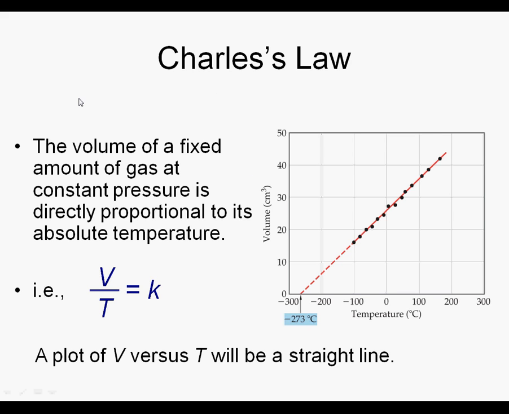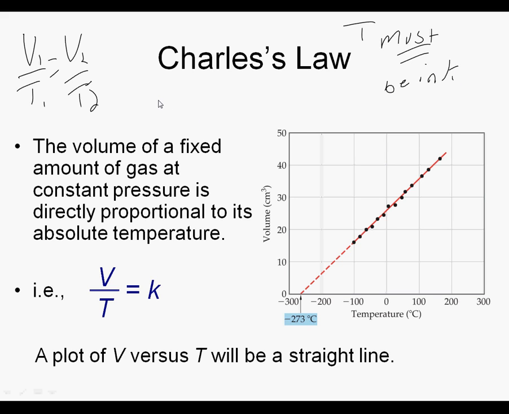Okay, now Charles's law is volume over temperature, or V1 over T1 equals V2 over T2. Okay, T must be in Kelvin. And just to remind you, Kelvin equals Celsius plus 273.